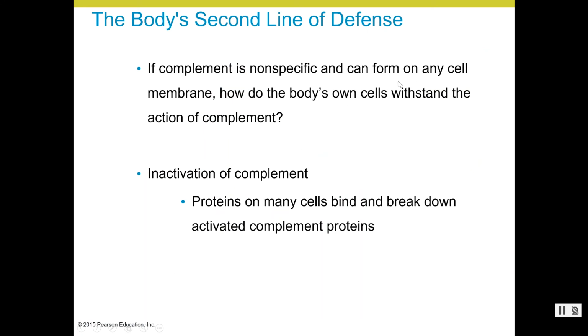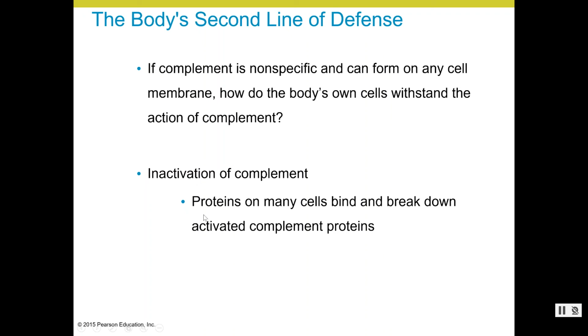So if they form on any cell membrane, how come they don't form on our own cell membrane? If complement is nonspecific and just binds once they're there, and we saw how the complement cascade gets started, either classical, alternative, or lectin pathways, then they're there and they bind to any cell membrane. How do we keep them from binding to our own cell membrane? Okay, so think about that for a second.